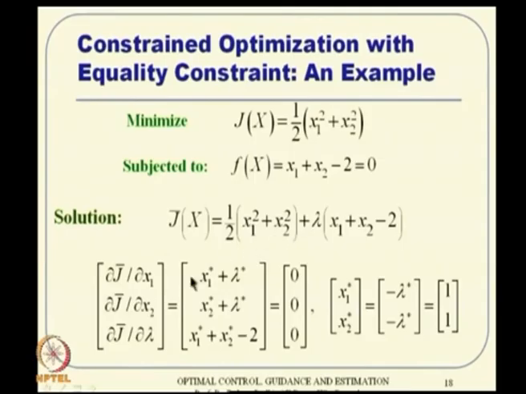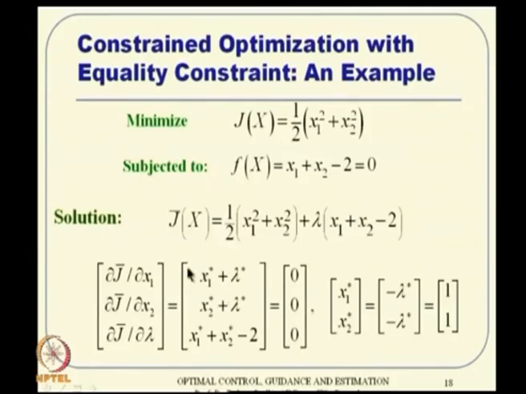Similarly, del j bar by del x 2, this term comes here and then that term comes here, both are equal to 0. And then del j bar by del lambda, if I talk about this expression, I get this equation: x 1 plus x 2 minus 2 equal to 0. So, I have to solve these three equations with three unknowns now, x 1 and x 2 and lambda.